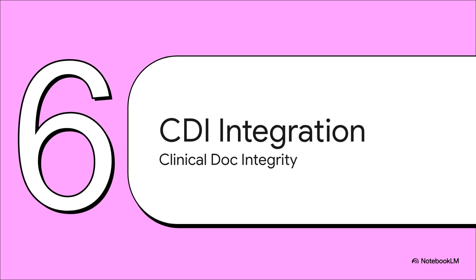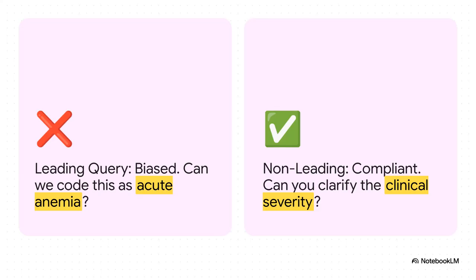And that brings us to our final part, Section 6, Clinical Documentation Integrity, or CDI. Because precise words carry such massive financial weight, clinical documentation integrity acts as a vital bridge. Think about it. A medical coder can only code what the doctor actually writes. When doctors use vague terms like probable or just simply write anemia, CDI teams have to send queries to clarify. But there are strict rules for this. A leading query is biased. You literally cannot say to a doctor, "Can we code this as acute blood loss anemia?" That's putting words in their mouth.